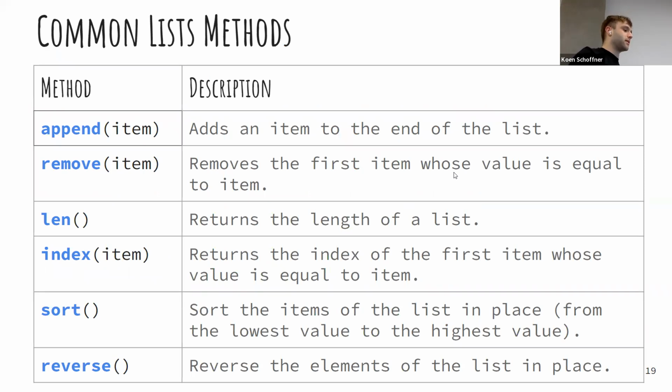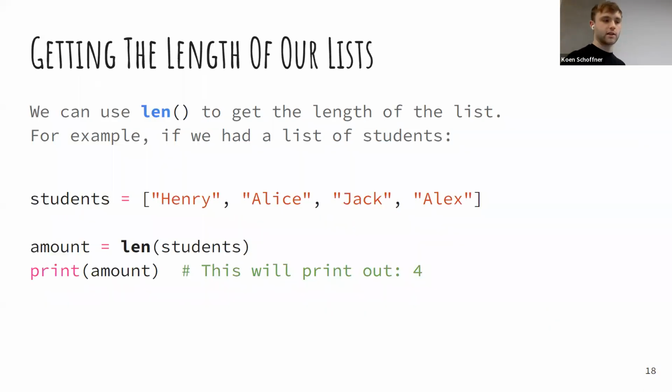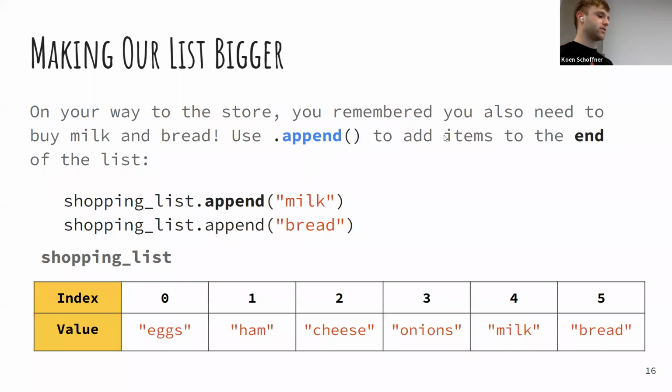These are some common methods or functions that you can use with lists. So we went over remove and append. We went over length. Index returns the index value of a value in a string or in a list. So if you wanted to, let's go back to our eggs, this one here. If you wanted to find the index value of, say, milk, you would go shoppingList.index milk, and it will return 4. Okay.